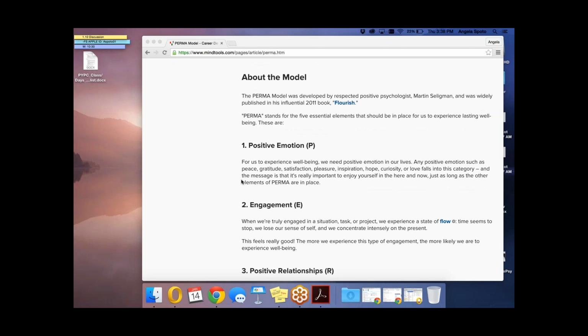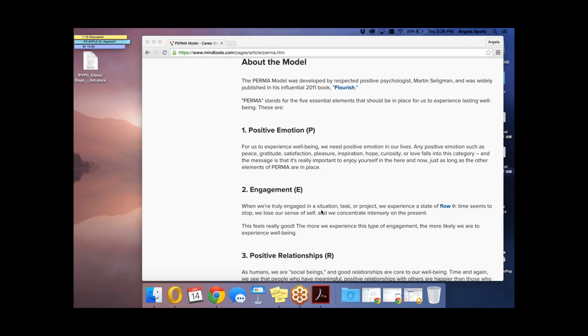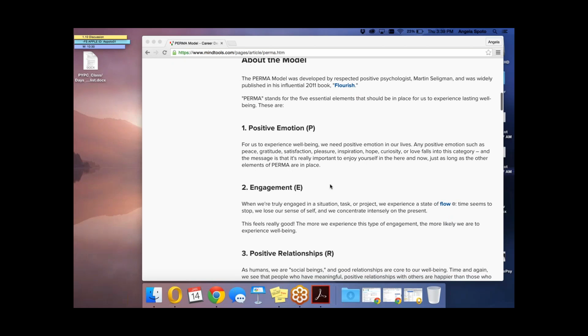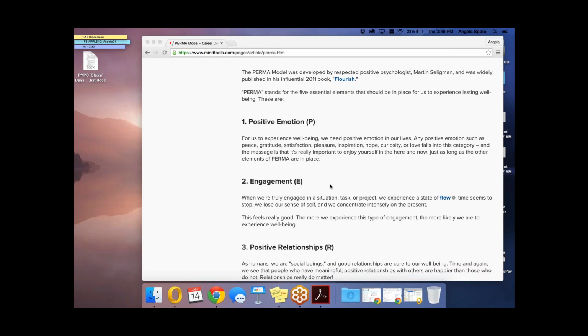So with this positive emotion, the P in PERMA, we're looking at 5 essential elements that could or should be in place for us to experience lasting well-being, right? That perspective of what we can do and how we can focus on what's right and how to have happiness throughout. So the positive emotion aspect of PERMA really just says that for us to truly experience well-being, we need to have positive emotion in our life.